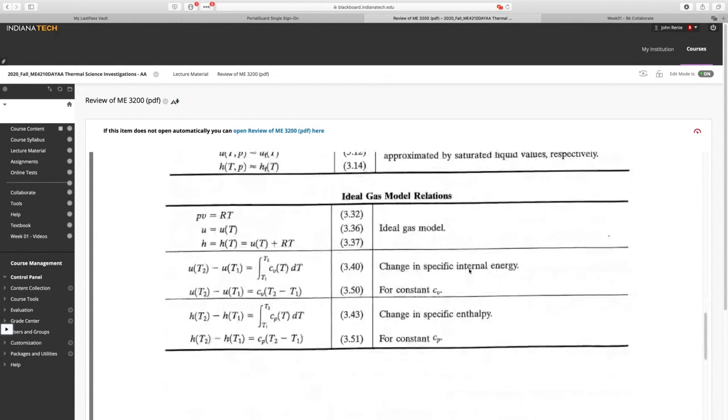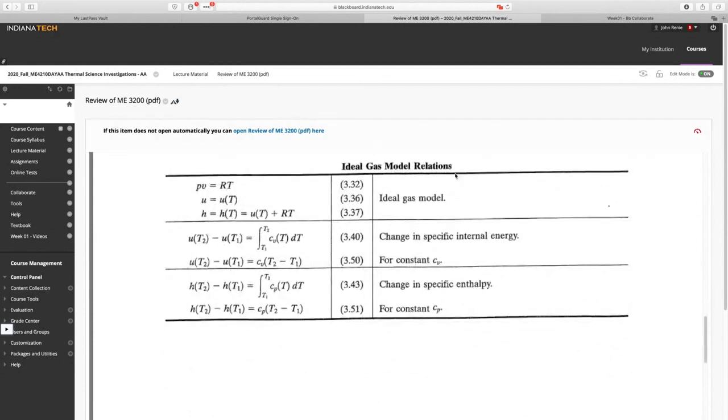If our substance is such that we can believe that it stays in the ideal gas region, we then have other relationships that are used to determine the other thermodynamic properties.